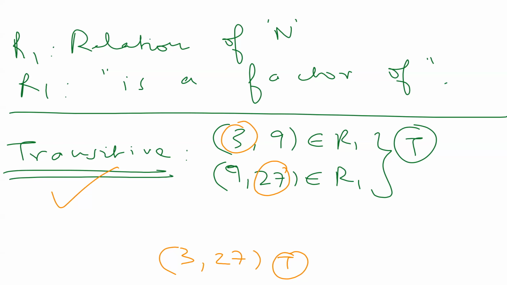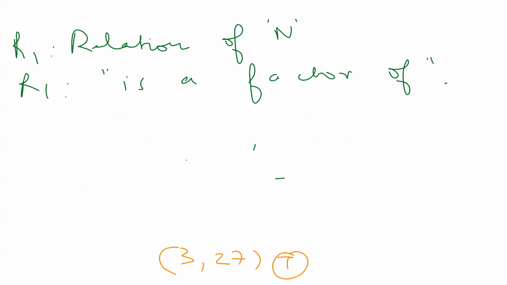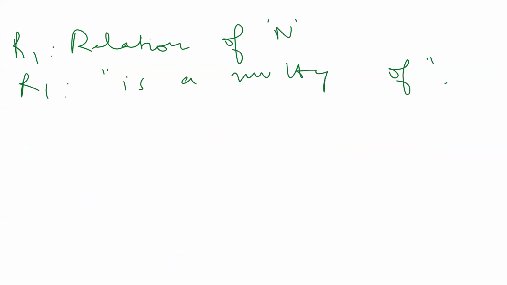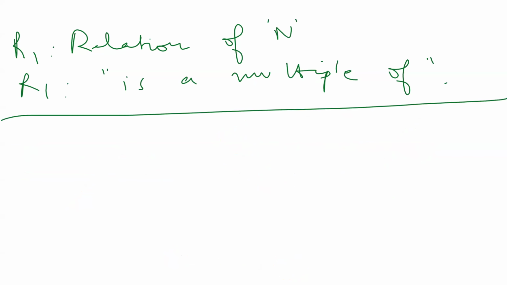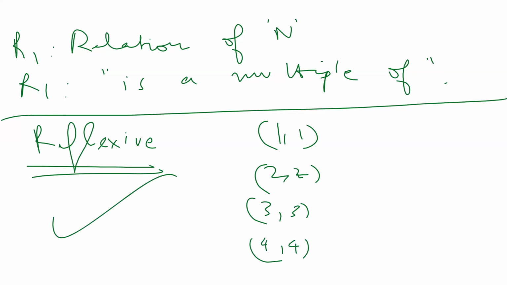Next problem. I'll write the same thing, but instead of factor, I'll just write multiple this time. First number is the multiple of the second number. So reflexive. We are discussing all natural numbers. 1 is a multiple of 1. 2 is a multiple of 2. 3 is a multiple of 3. 4 is a multiple of 4. Everything is true. So this is reflexive.